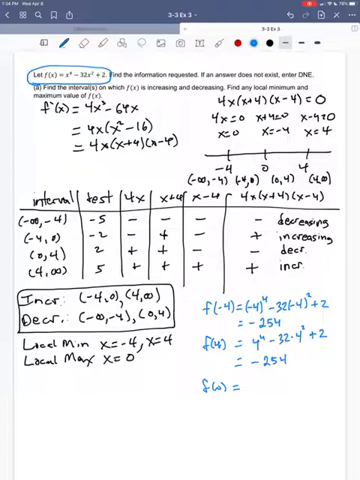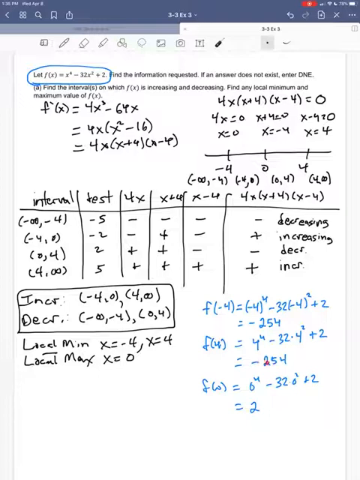That's where I have a local max. If I plug in 0, I get 0 to the 4th power minus 32 times 0 squared plus 2, and that just gives me 2. So if I am going to report what I've got here, I had local minimum at x equals negative 4 and x equals 4. So that were these values.